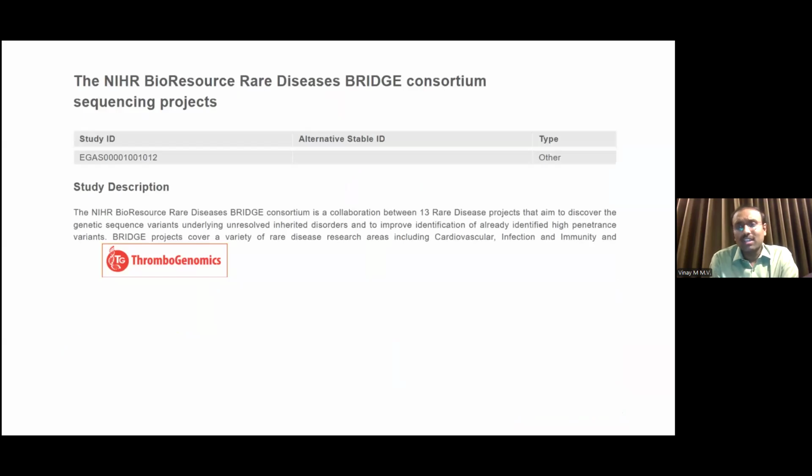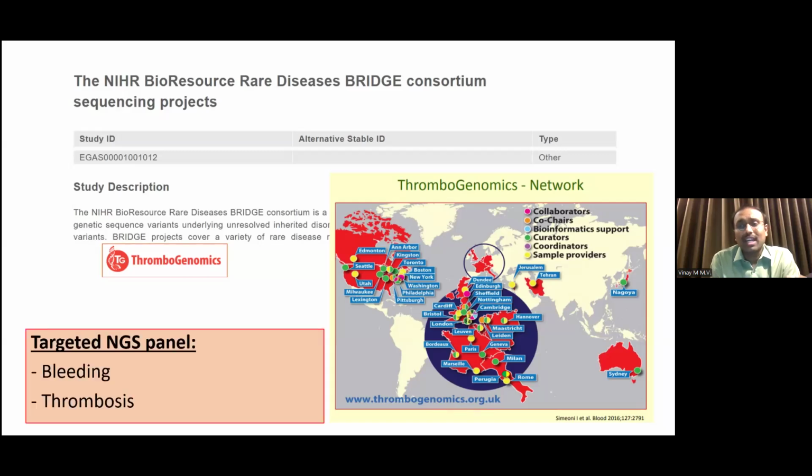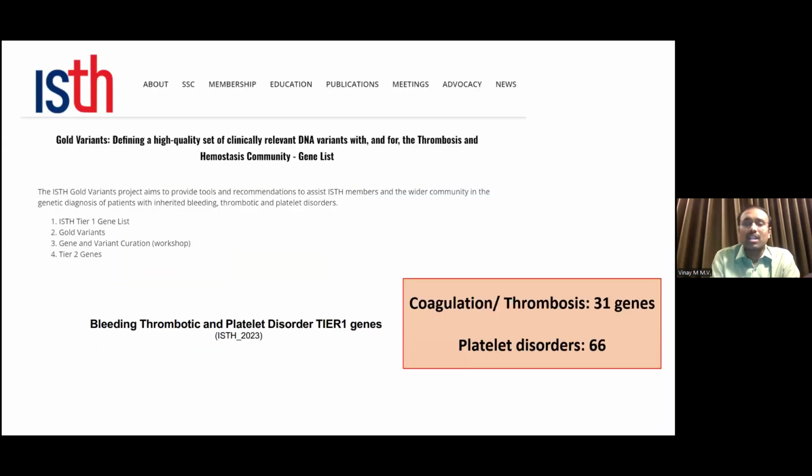So whenever we are in doubt, we may end up requiring genetic analysis to assert the diagnosis of thrombocytopenia. But can we do whole exome or just shoot in the dark? ThromboGenomics is a network that has been developed in the UK, in Europe, as well as in North American countries, where they use a specific targeted NGS panel to look for bleeding and thrombosis risk. It has been validated by the International Society of Thrombosis and Haemostasis, and looks at about 36 genes of coagulation and 25 genes of platelet disorders.